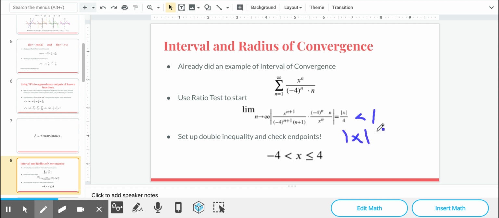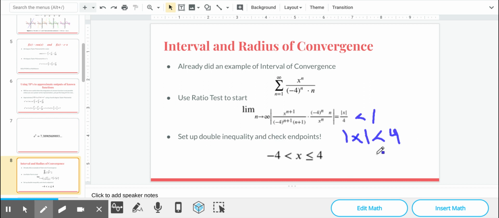And I apologize, this digital pen is not very clean, so it's a little hard to use. I'm not going to use it a whole lot, but at certain points I will, so apologies if this gets a little messy. I'll erase if I have to. Absolute value of x is less than 4.